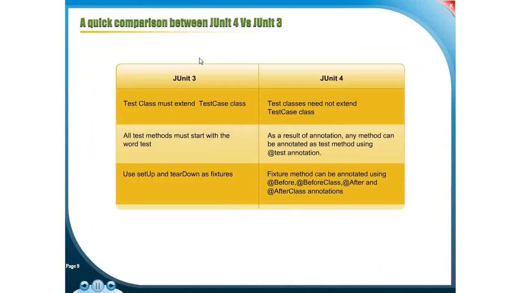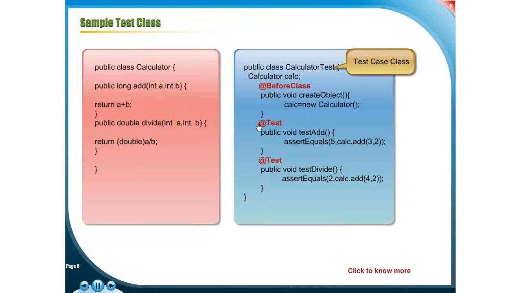So there was JUnit 3 and JUnit 4, the current version. In JUnit 3, the test class must extend the test case class. I mean, it was the previous thing, so you needed to write your class and extend test case. Here, the test class has no need to extend. All test methods must start with the word test in the older version. As a result of annotation, you can write just the at the rate test annotation. And if you see in our sample piece of code, it is at the rate test, right? Annotation.